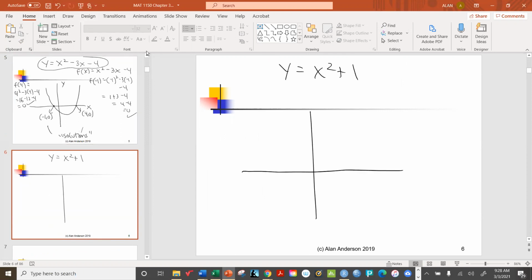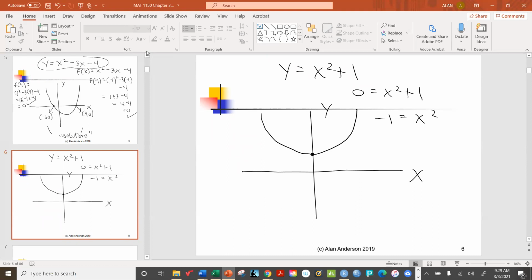Now, this one has a problem. It never crosses the horizontal axis. And yet, if you set this equal to 0 to look for the solutions to this equation, oh my God, the solutions are plus and minus i. Oh no, now what do we do? We're in trouble, aren't we?